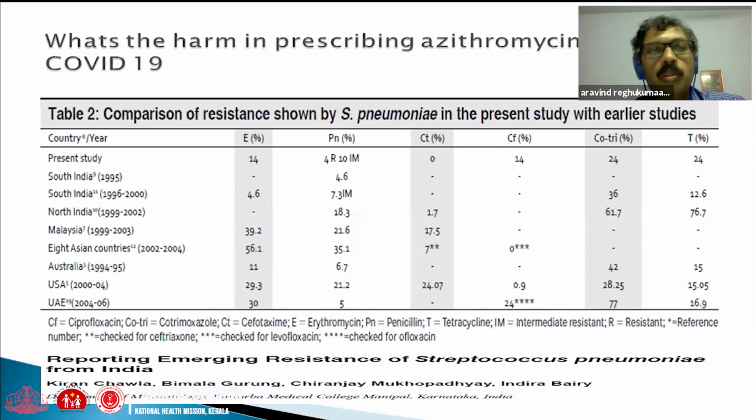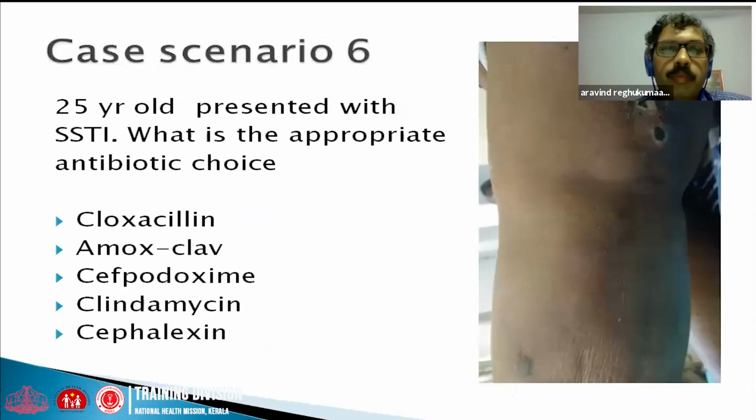Then why are you using azithromycin? Because you don't know the concept of collateral damage. It's being used because the majority do not know the concept of collateral damage. The majority do not know that the use of macrolides can hike up the resistance to macrolides among pneumococcus. So this is a study that every one of us should be aware of.